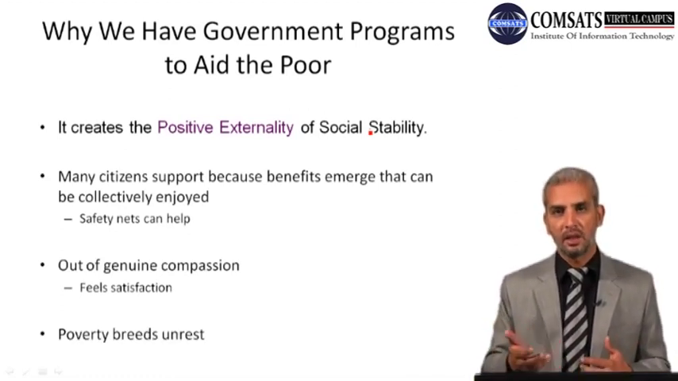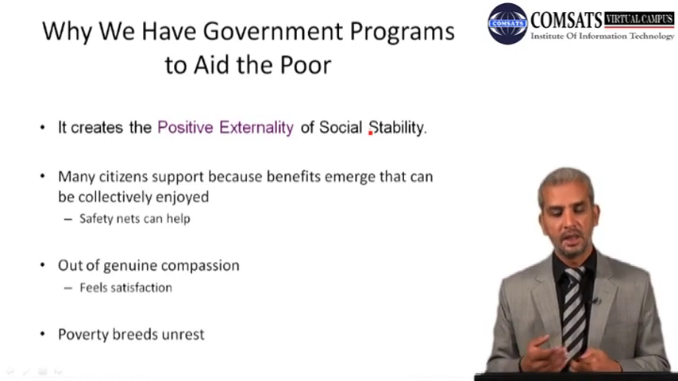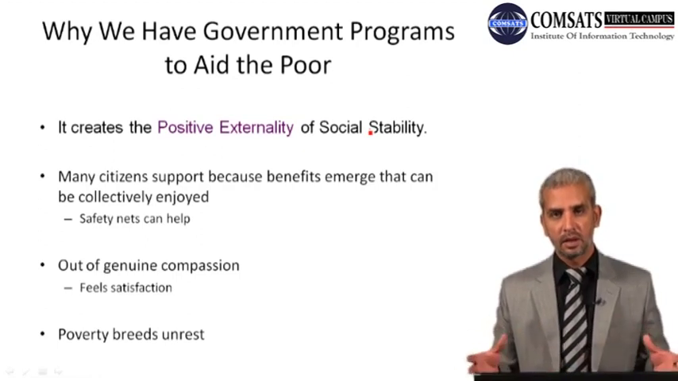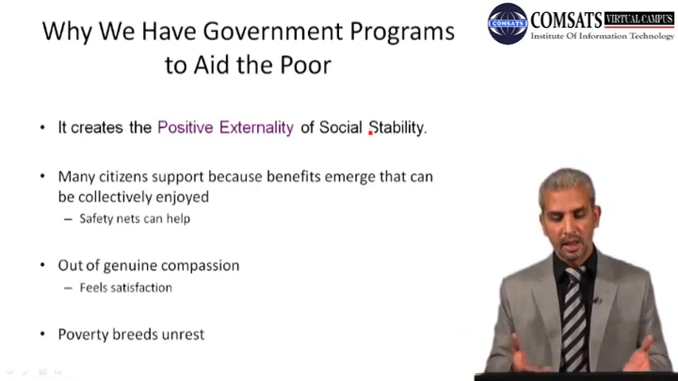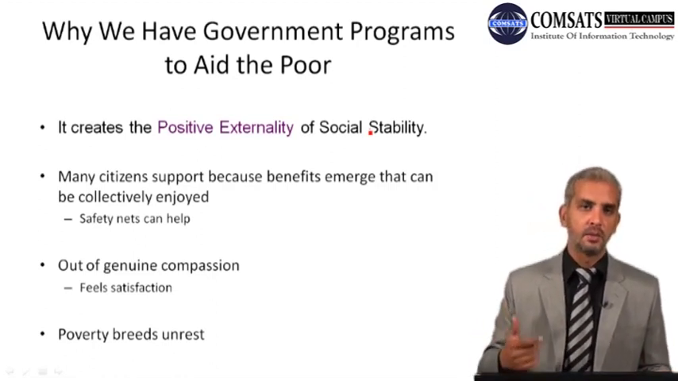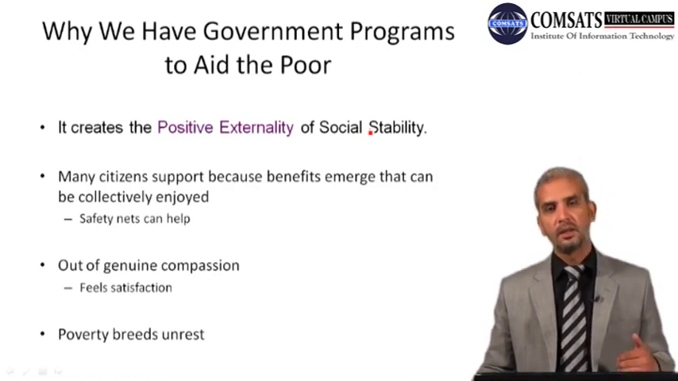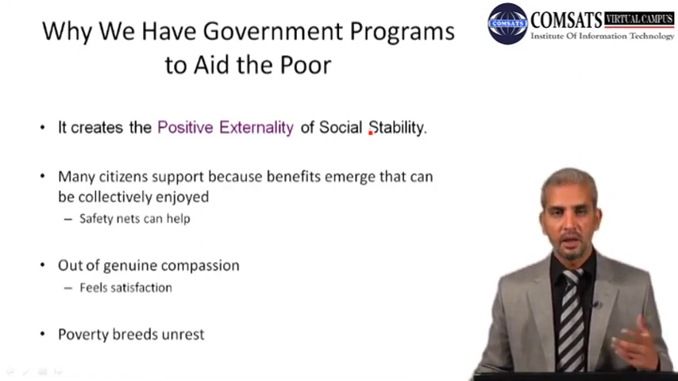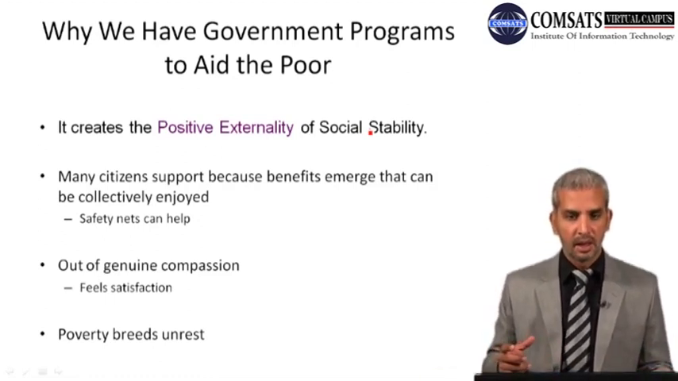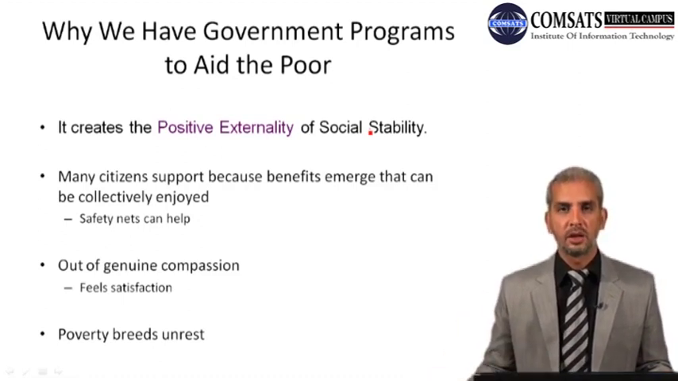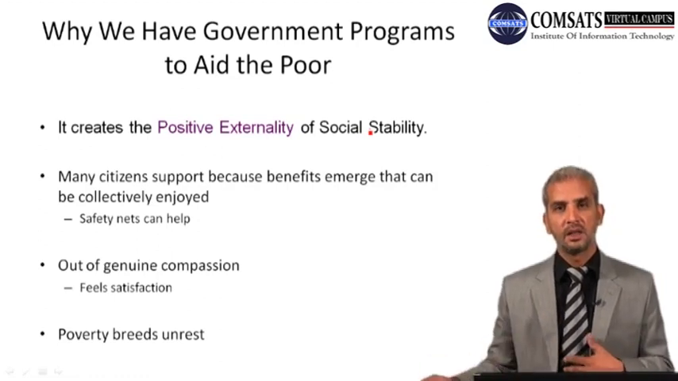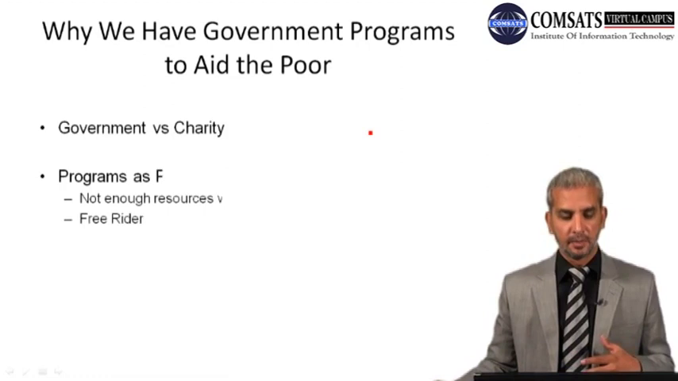Then there is the positive externality of social stability. Many citizens support such activities because there are collective benefits for everybody of having a stable social standard of living. Some people might support it out of genuine compassion, and some might support it out of fear that poverty breeds unrest, that poverty might breed revolution. So all these scenarios might come up, and there is a positive externality in terms of social stability.